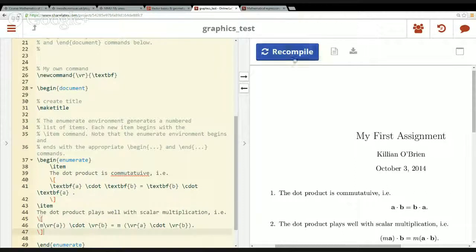Okay, and I've saved myself a bit of work with this new command construction up here, because now every time I want a vector, I just have to do \vr. It's a bit quicker than typing \textbf all the time.